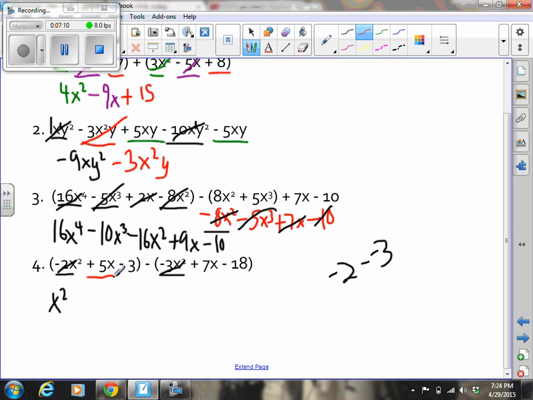That was my x to the second term. Let's look for our x to the first terms. Now, I remember I got a minus sign here, so this is 5x minus 7x. That leaves me with negative 2x. And I'm done with those guys. And then negative 3 minus negative 18. That's another one I need to be careful with. Negative 3 minus negative 18 is really negative 3 plus 18, which leaves me with a positive 15. I forgot to underline them, didn't I? And that is adding and subtracting polynomials.